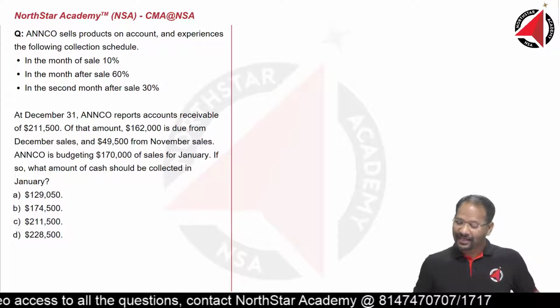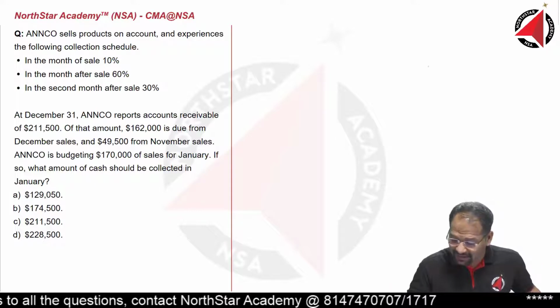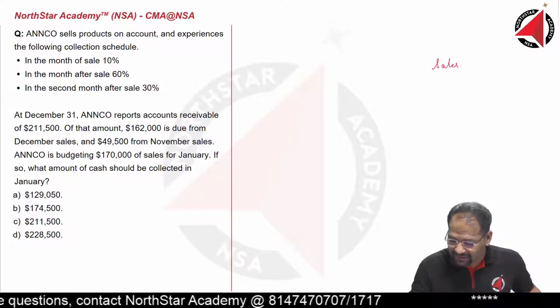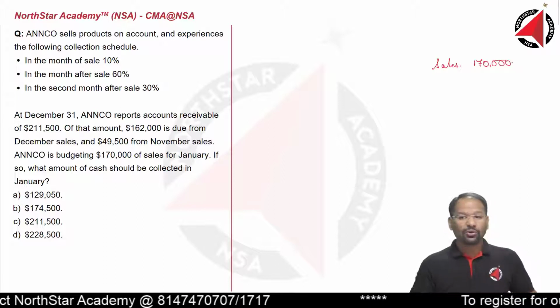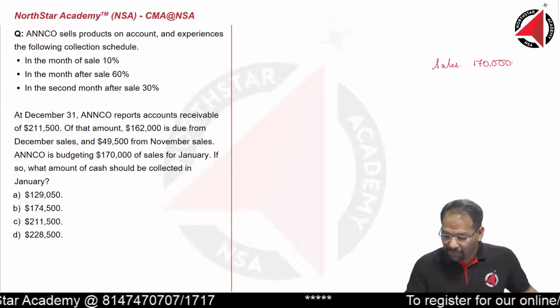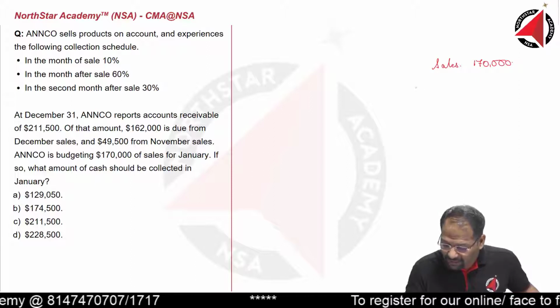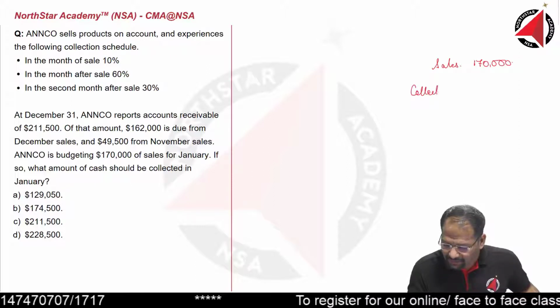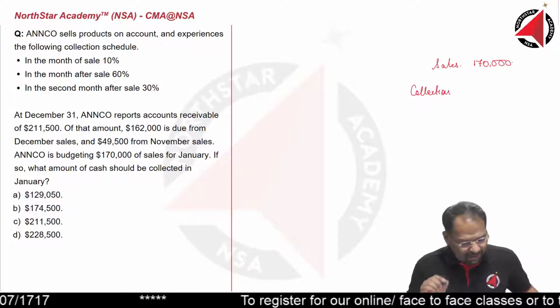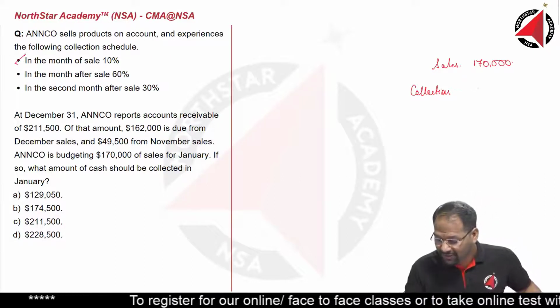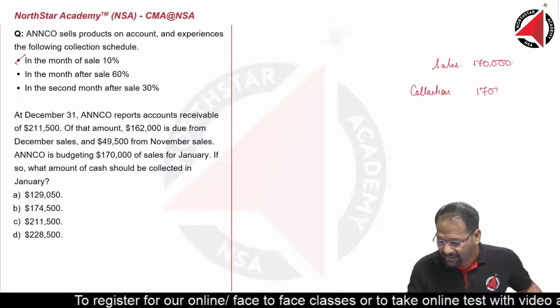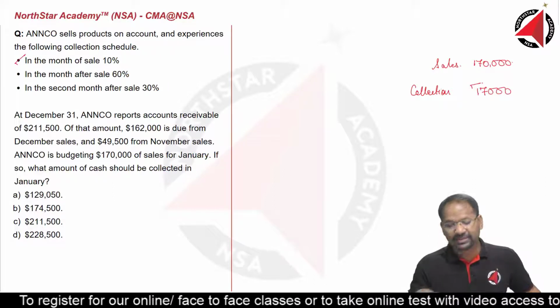Let's start our calculation. How much is the sales for January? January sales is given as $170,000. And out of this 170,000, how much will be collected? Out of this, collection will be 10%, because it says in the month of sale 10%. So 17,000 will be collected in the month of January itself.